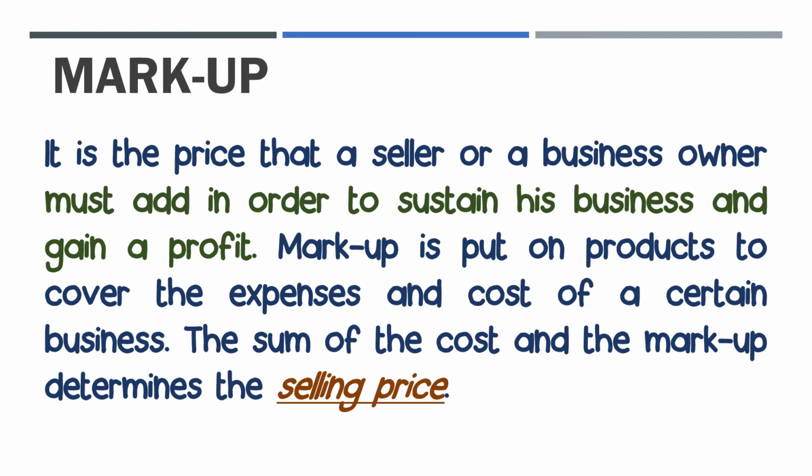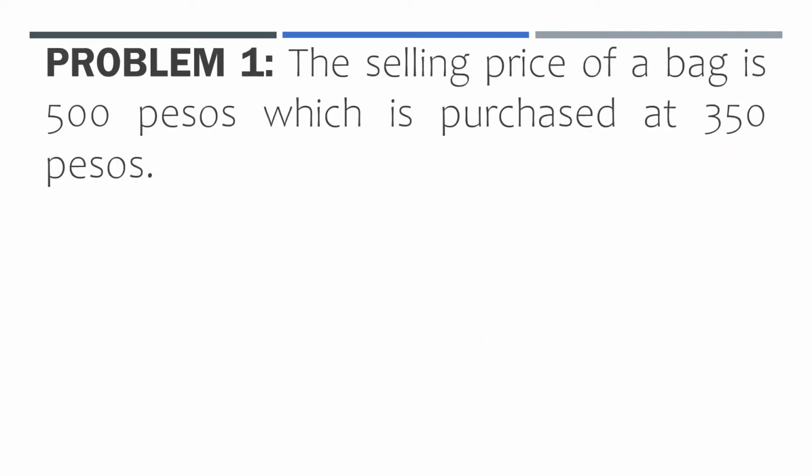Okay. And then, the sum of the cost and the markup determines the selling price. So, if the cost of the product is 100 and the value you want to add is 25, then you add the 100 plus 25, that is 125 pesos. That amount, 125 pesos, is the selling price. So, that is now the function of markup. It is the value added to the cost for us to come up to the selling price of a certain product.